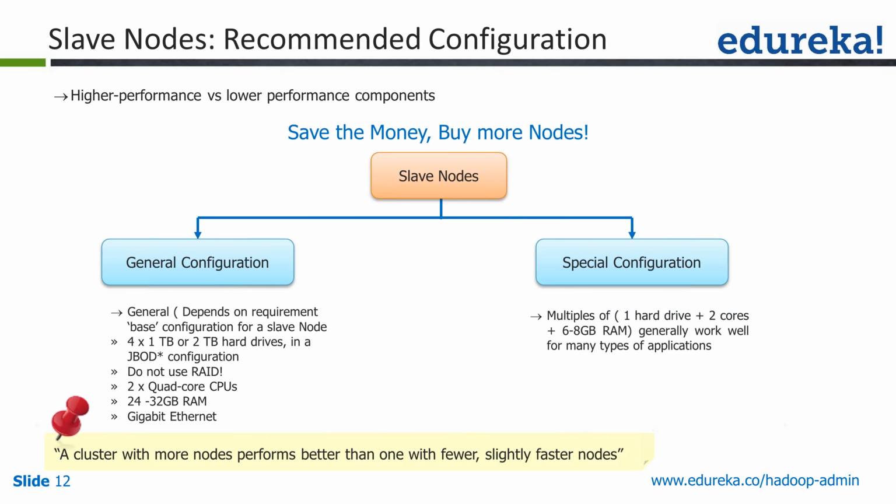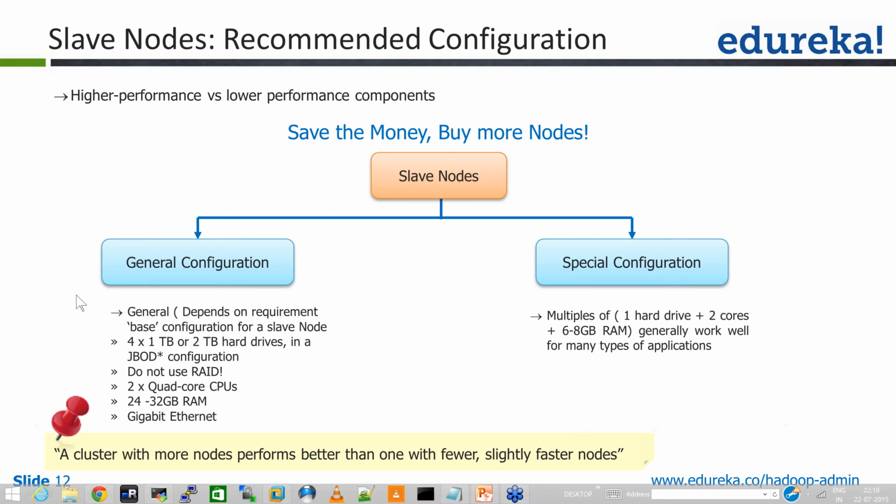And then how you are planning the configurations for your hardware. The general configuration is 24 gigabytes of RAM for the slave nodes, and then 4 into 1 terabyte or 2 terabyte hard disk drives with the JBOD configuration, without any RAID, because you already have a replication factor in the Hadoop Distributed File System.